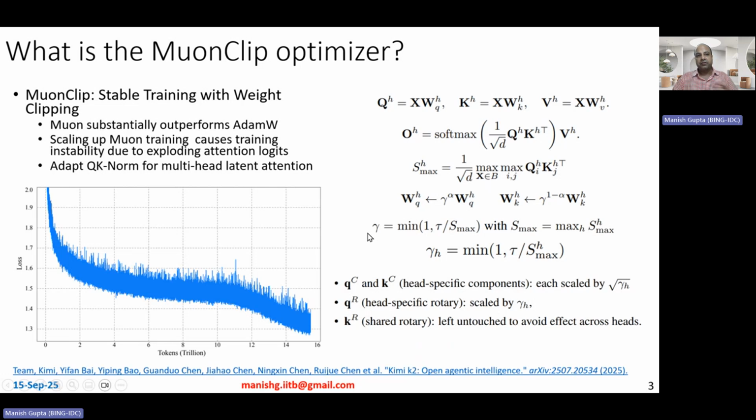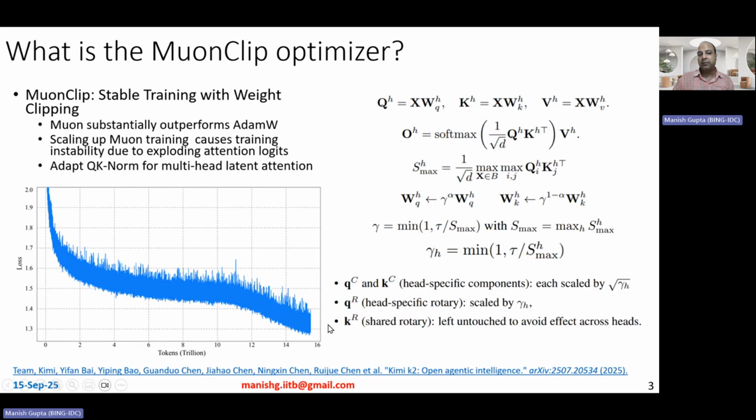However, first of all, these folks realized that, hey, why should you unnecessarily normalize those attention logits for those heads where the attention logits are not very large anyway? So therefore, what they do is compute this gamma in a head-specific manner. Rather than just using S max, which is the maximum across all heads, they compute this gamma H in a head-specific manner. And second, they do not materialize all of these keys and queries in MLA attention, and therefore, the way that you would use these gammas has to be done in a slightly different manner. The way this is done is as follows.